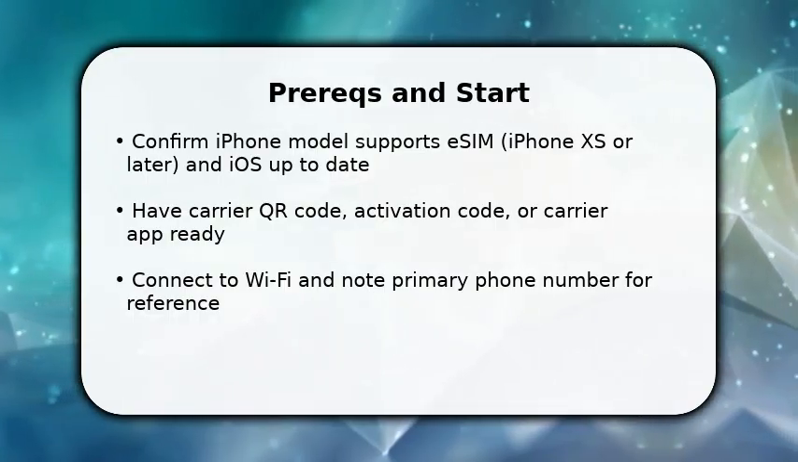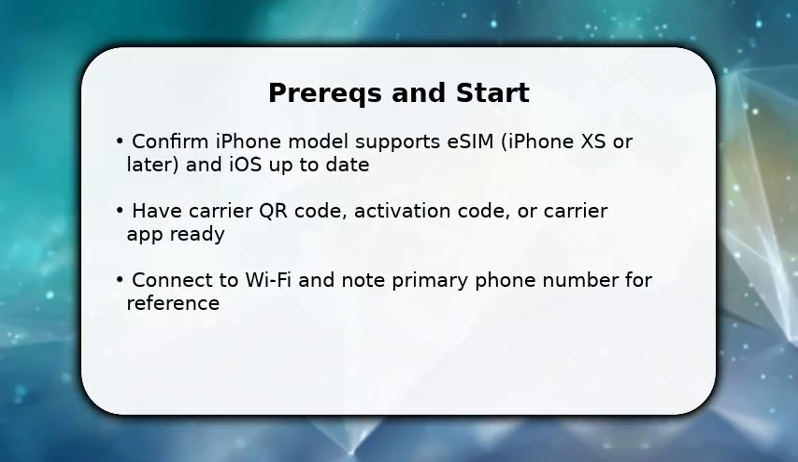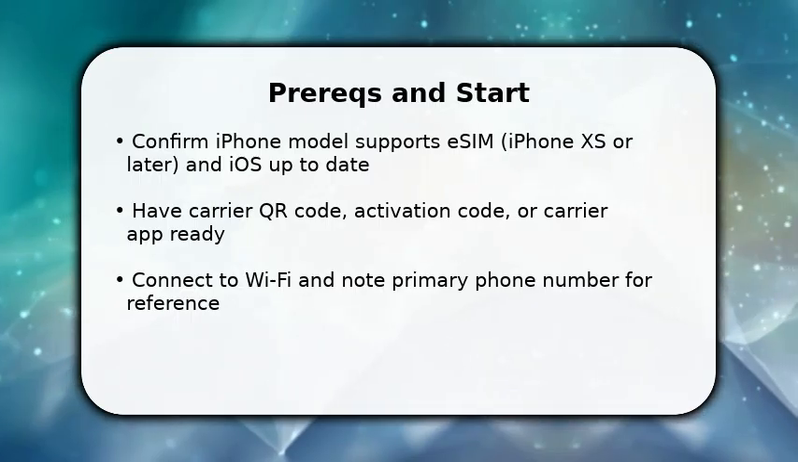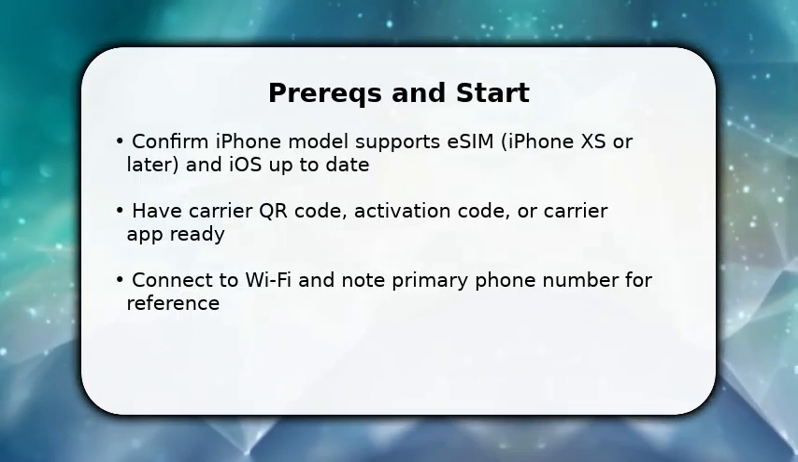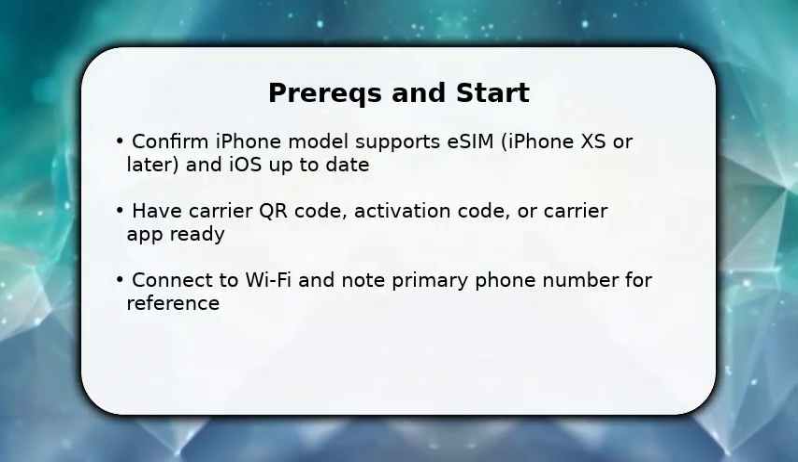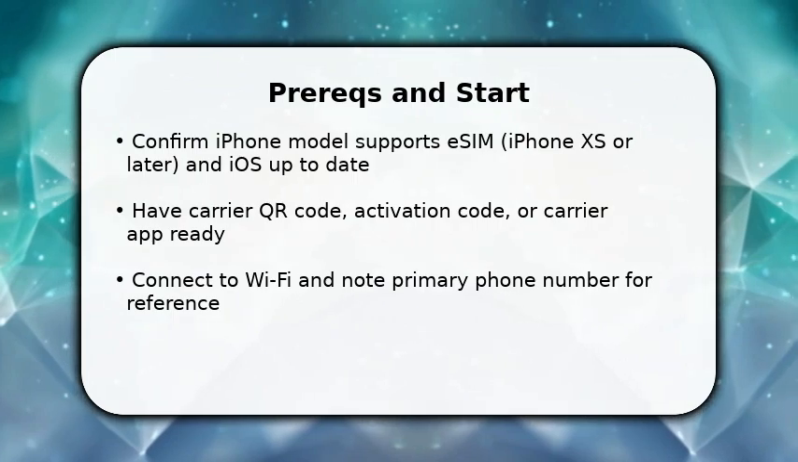Open Settings, tap Cellular, then add Cellular Plan. This begins scanning or manual input. Once done, scan the QR or enter the code from your carrier app. If using an app, follow its prompts to install the plan. Make sure your primary line remains active while you add the eSIM.